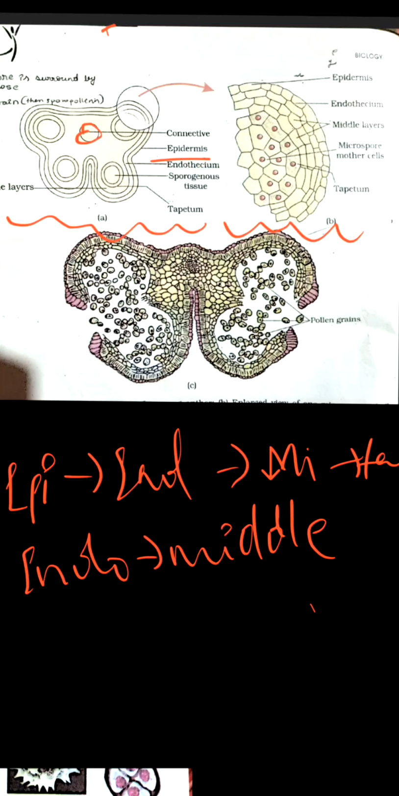The outermost three layers, that is epidermis, endothelium and middle layers, are used for protection, whereas the tapetum is a nutritive layer which provides nutrition for the developing pollen grains in the sporogenous tissue. This is the sporogenous tissue. You have to label properly and show this magnified diagram. Remember, draw the epidermis as one layer, the endothelium as one layer, the middle layers as two layers, and then draw the tapetum. Please don't forget to put the dots. This is a nucleus, showing that the tapetum is a nutritive layer. I hope you understand.